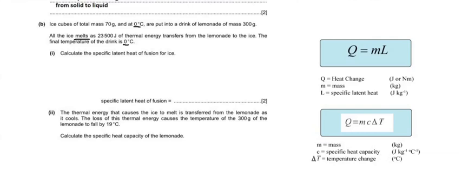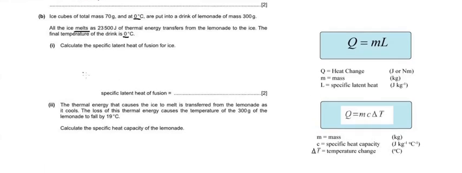In this case, calculate the specific latent heat of the fusion of the ice. Fusion means whenever there is a state change between solid and liquid. So we can use this formula: Q is nothing but mass into L. L is the specific latent heat, m is mass, Q is heat change. So I can use this formula directly over here.